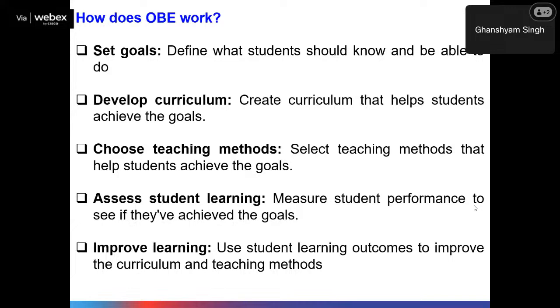Similarly, to assess the students' learning is very important. Delivering the lecture to the students is one thing, but whether they are actually learning or not, we must assess in terms of student performance, whether they have achieved the goals or not. Improved learning is another aspect of OBE, where we use student learning outcomes to improve the curriculum and the teaching methods. So these are the important points where we can check our students' knowledge.